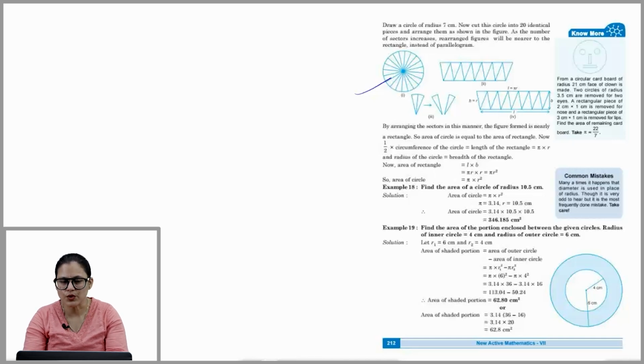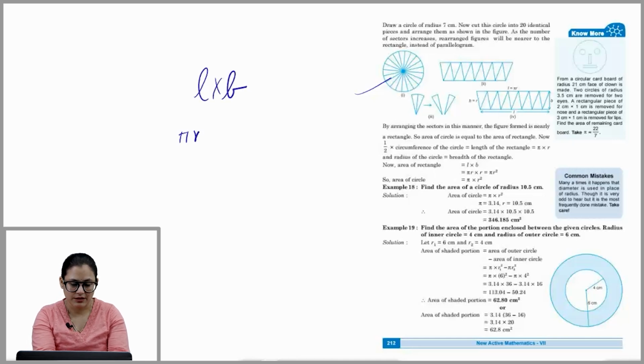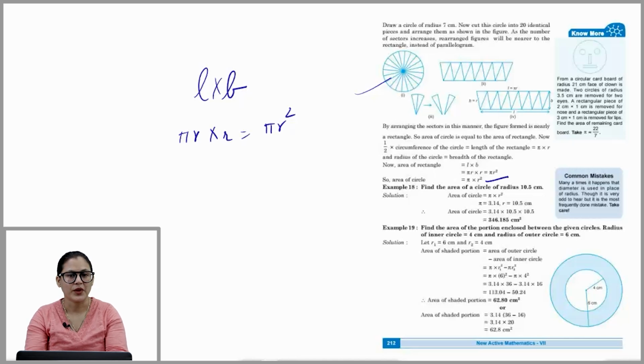Now half into the circumference of the circle is what? The length of the rectangle is equal to pi into r, and the radius of the circle is equal to the breadth of the rectangle. Now the area of a rectangle is what? You know, length into breadth. Length is pi r and breadth is r, so pi r square. So the area of the circle is pi r square.